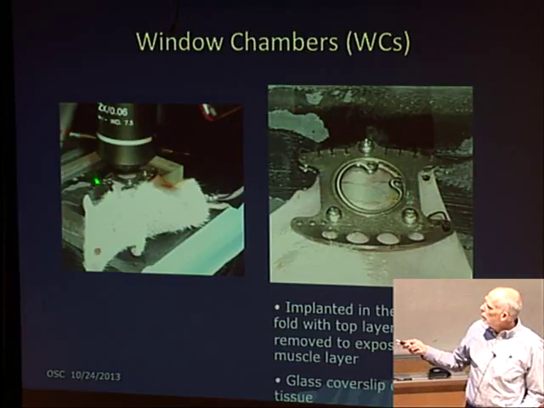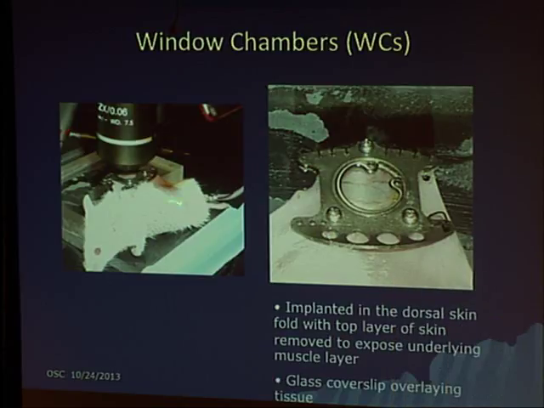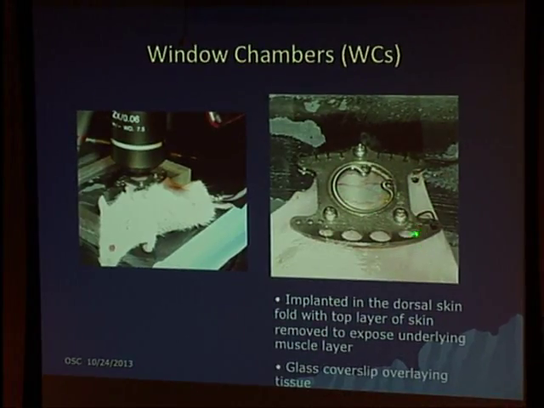So what are window chambers? Here's an example of a type of window chamber called a dorsal skin fold window chamber. It's mounted onto the dorsal skin fold. Usually the skin is removed, and this is put in place with a cover slip over it so that you can get access to visualize this optically. So it's implanted into the dorsal skin fold. The top layer of the skin is removed, and a cover slip is placed over the top of it.